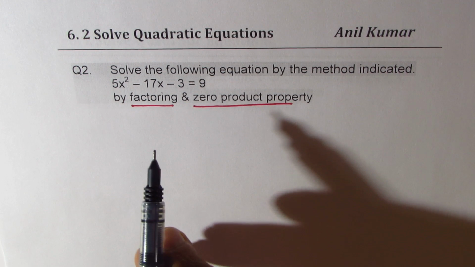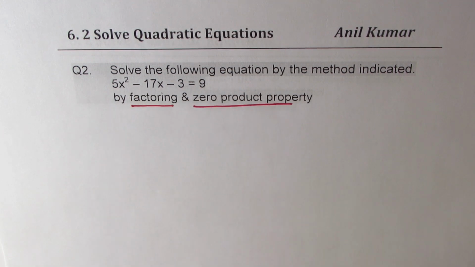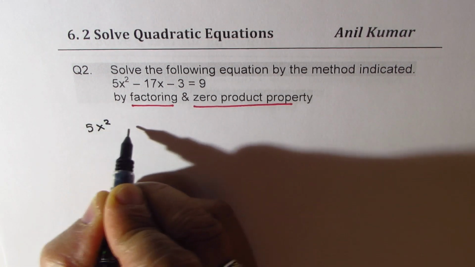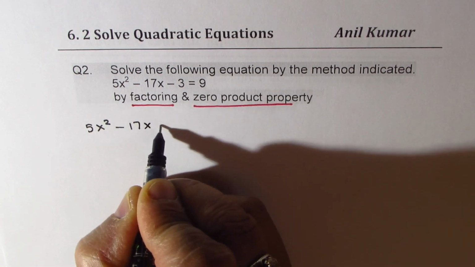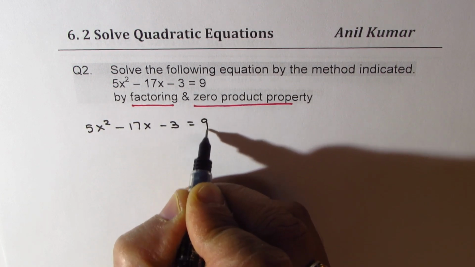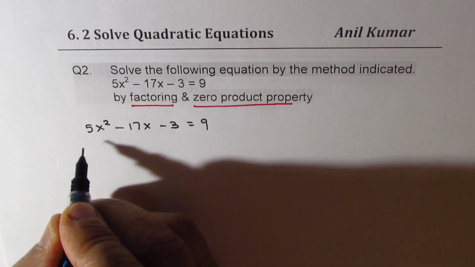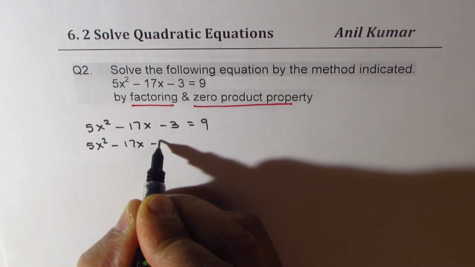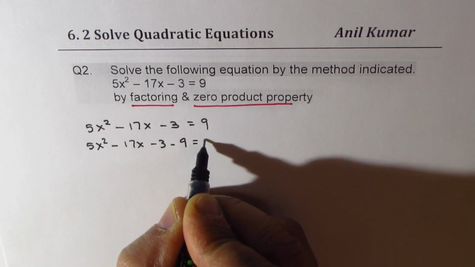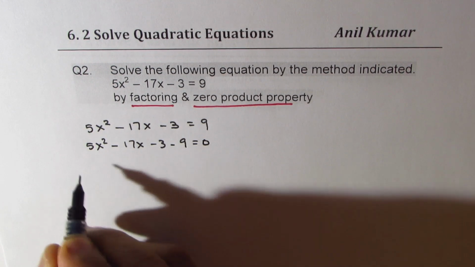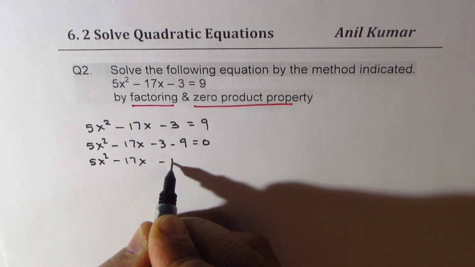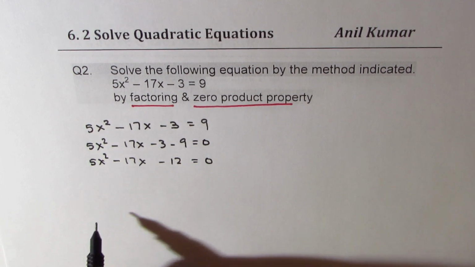The question for us is to solve the equation 5x squared minus 17x minus 3 equals to 9. So let's rewrite. We have 5x squared minus 17x minus 3 equals to 9. Bring 9 to the left side, we get 5x squared minus 17x minus 3 minus 9 equals to 0. Combine the constants, 5x squared minus 17x minus 12 equals to 0.